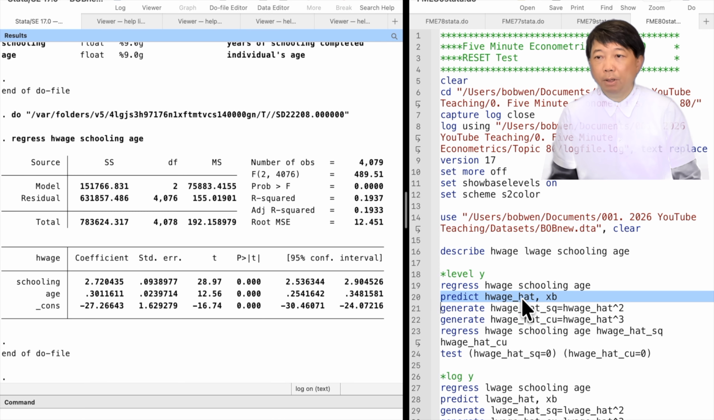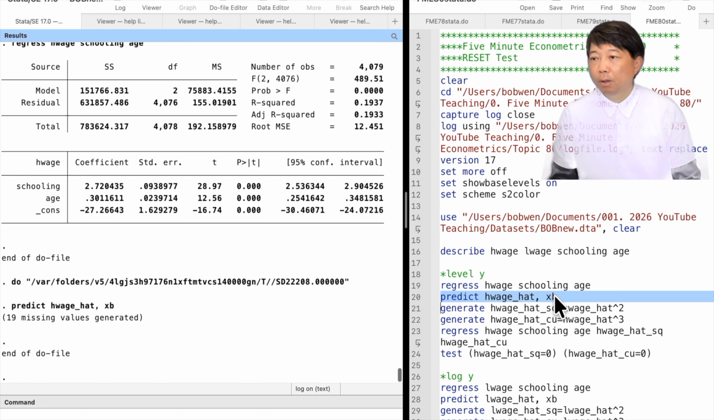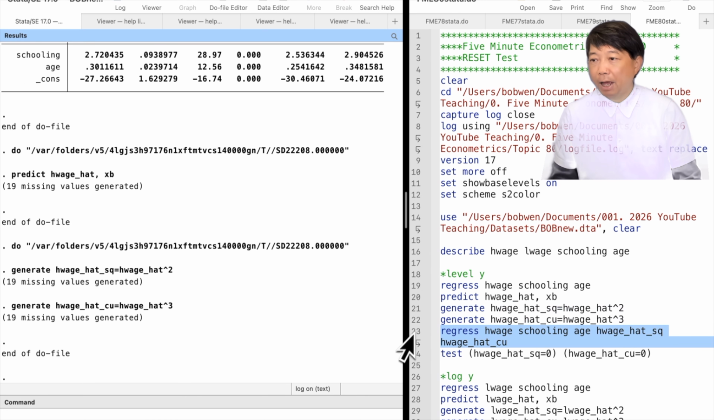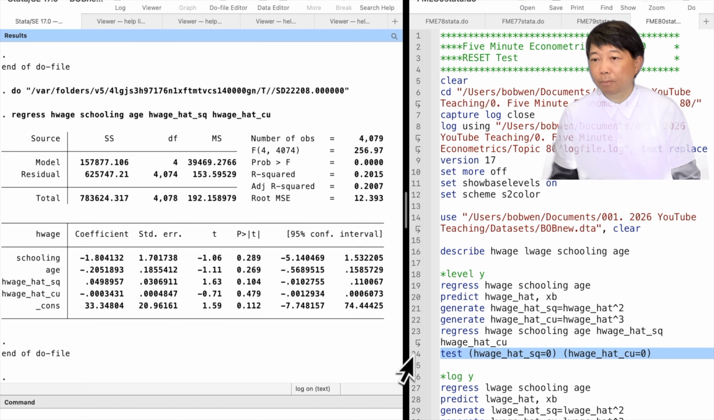After OLS estimation, we follow the two steps to perform the RESET. We use the predict command with the xb option to store the fit value, hwage hat. After generating the square term and the cubic term of hwage hat, we add them to the original model and perform an F test for the joint significance of the two new variables.